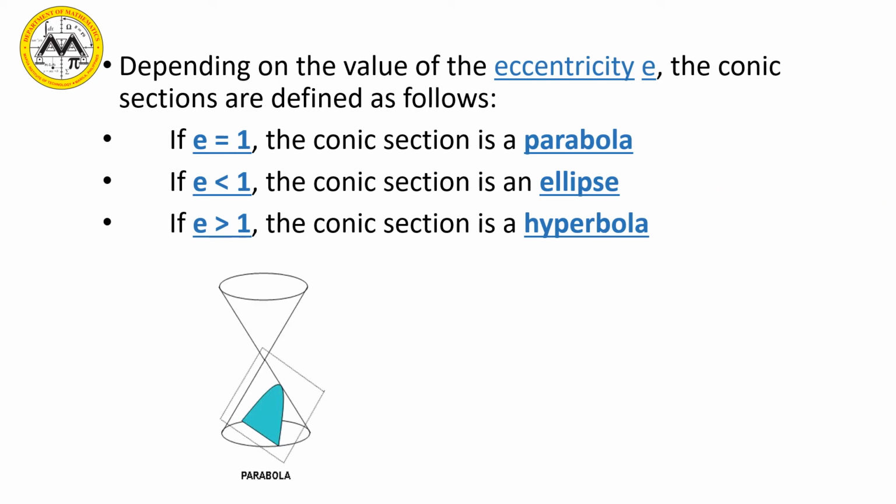So this is a parabola, the shaded region. Take note that this is a conic section, meaning it is a section formed when we have a cutting plane at an angle parallel to the axis of the cone, or sorry, parallel to the transverse axis of the cone.